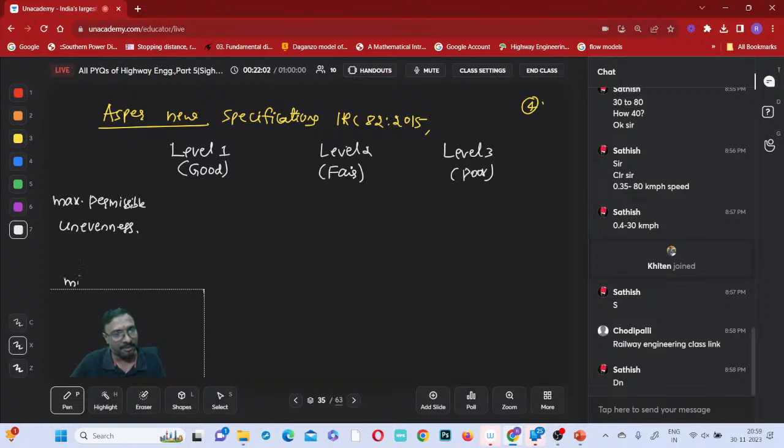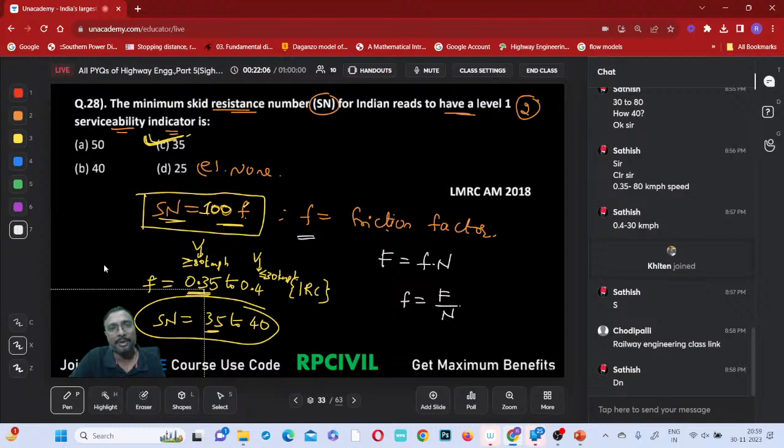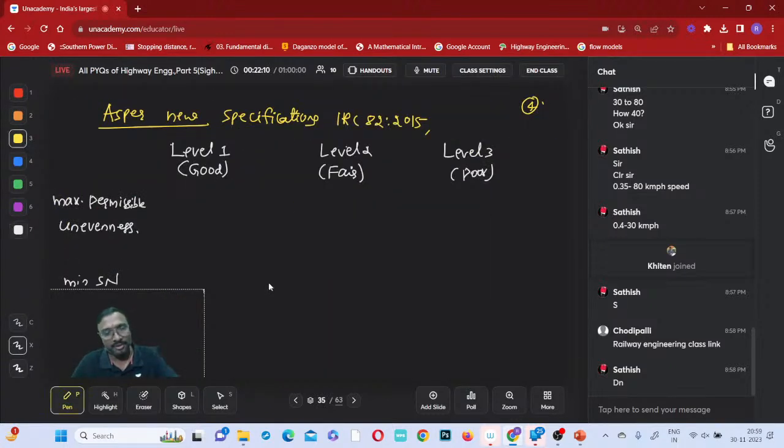Then the next is minimum SN. What is SN? You can say skid number, the skid resistance number. SN, how much is it given if you just observe. This is 1800 millimeter per kilometer, right? This is 2400 millimeter per kilometer, okay? This is 3000 to 100 millimeter per kilometer, right?